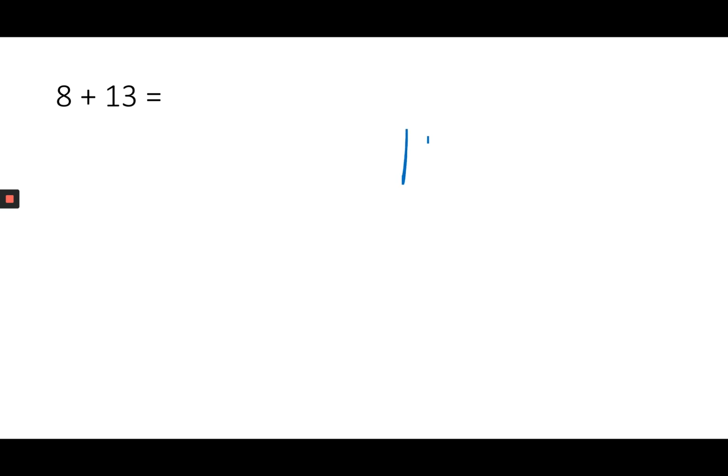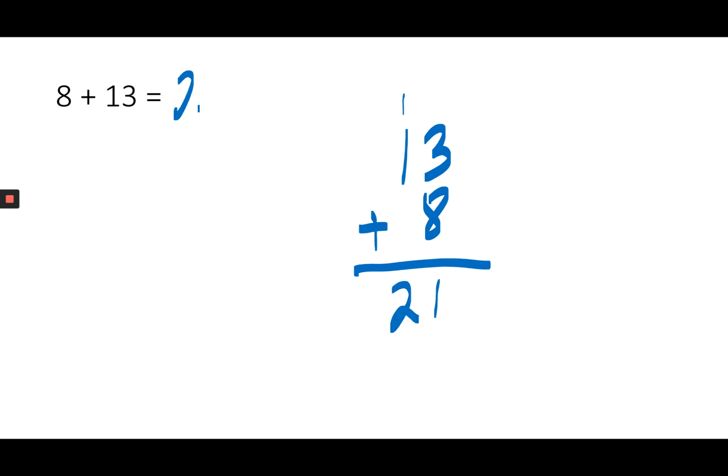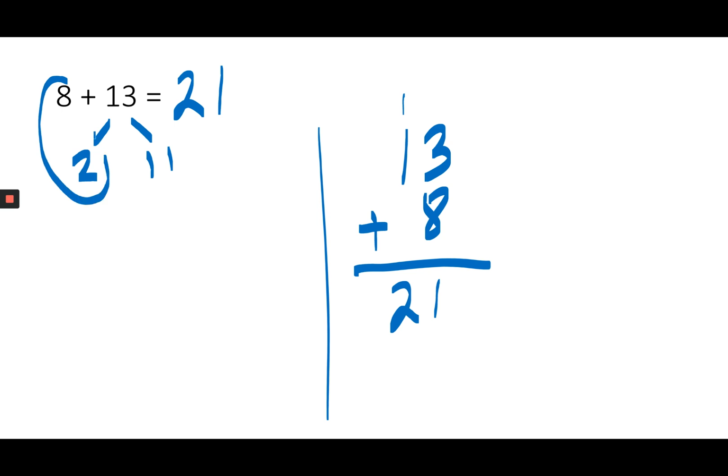We know that 13 plus 8 is, we add ones first. 3 plus 8 is 11, right? And then 1 plus 1 is 2, 21. Actually, we all know that 8 and 2 make 10. This is going to be 10. It leaves 11 here. You just know that 8 and 2 make 10. 10 plus 11 is also 21.